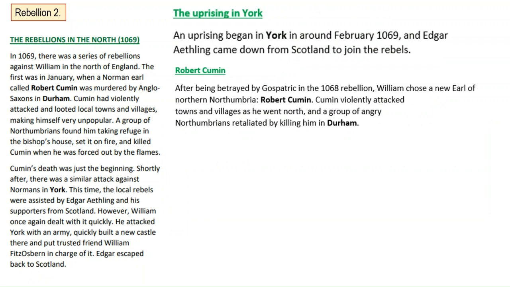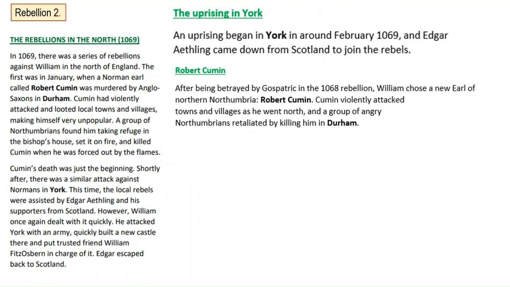The second uprising is an uprising in York that began in February of 1069. Edgar Atheling, of course, comes down from Scotland to join the rebels. And one of the major names here is Robert Cummin. After being betrayed by Gospatric in the 1068 rebellion, William chose a new Earl of Northern Northumbria, Robert Cummin. Cummin violently attacked towns and villages as he went north, and a group of angry Northumbrians retaliated by killing him in Durham. So Robert Cummin replaces Gospatric. Gospatric obviously joined in Edwin and Morcar's rebellion, so he forfeits his earldom.